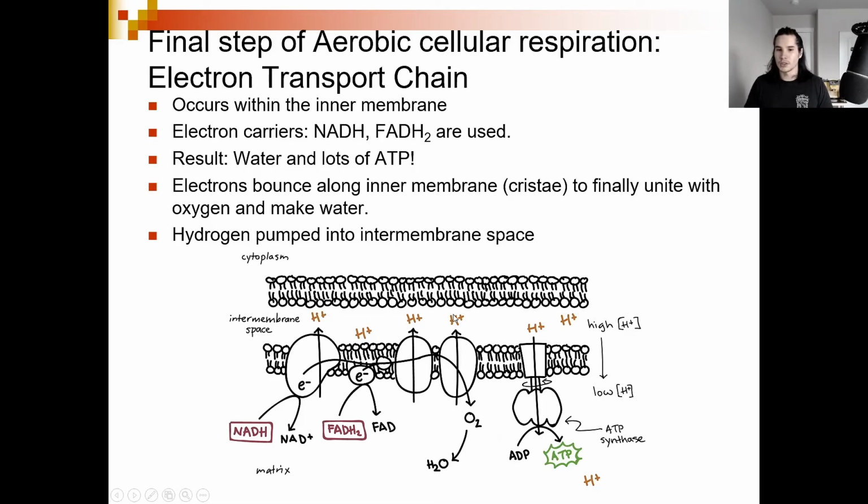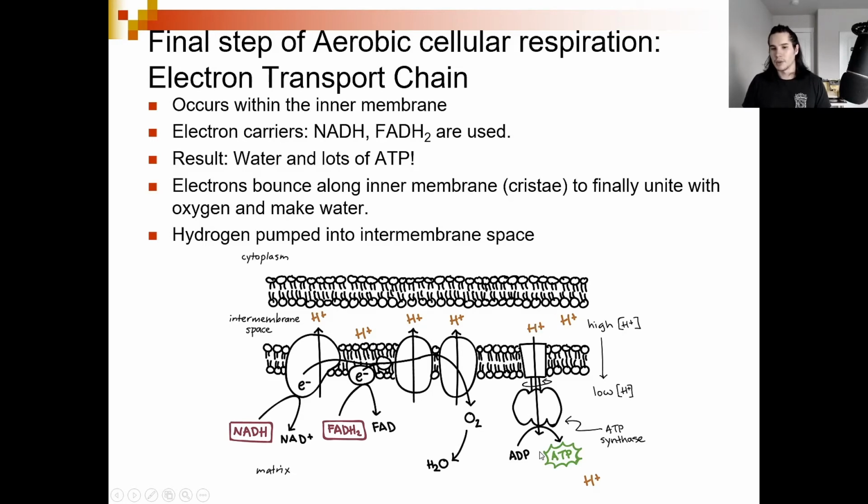And so these hydrogens really, really want to move into the matrix of the mitochondria. And we allow this to happen. So we'll let this hydrogen move through, but we let it move through this enzyme called ATP synthase. So as the name implies, you're probably going to be synthesizing ATP. And so this is kind of like a dam where we use the movement of water to create energy. So you have all of this potential energy, all of these hydrogen ions that want to move through.